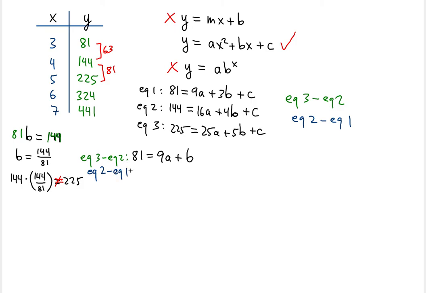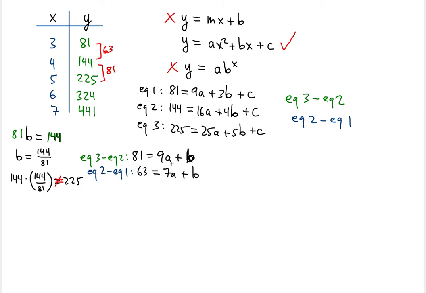So what is that going to be? Equation 2 minus equation 1. So this number minus this number is exactly 63. And this side minus this side, 16 minus 9 is 7, right? So 7a. 4 minus 3, that's just b. Making sure this doesn't look like a 6. And then that's it, right?